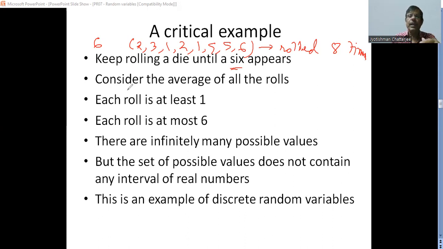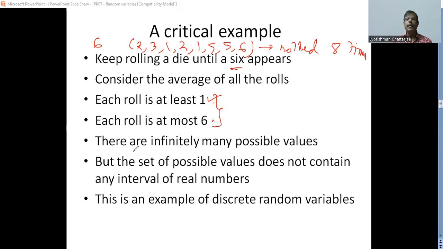So let's make the following observations. What we are trying to do is understand this example, to classify it into one of the two categories, whether it is discrete or continuous. Now, each of the rolls must be at least 1. Look at this example, 2, 3, 1, 2, etc. Here, all the rolls are greater than or equal to 1. Similarly, each roll gives at most 6, because the numbers that will appear in any of the rolls will be an integer between 1 and 6. That's why these two conditions are satisfied.